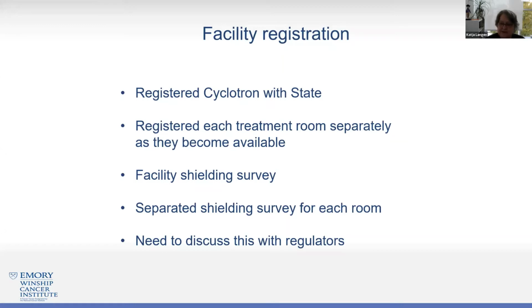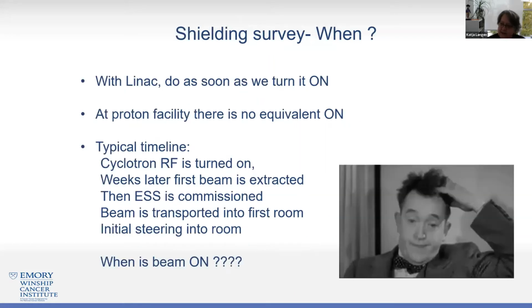Again, this really needs to be discussed with the regulator. That is not the way we normally go about this. And furthermore, it is really not obvious when to do this shielding survey. For a LINAC, everybody is familiar with this. The moment you turn it on, that's pretty much the next thing you do. At a proton facility, there really is no on. There is no switch that you turn on when you have beam.